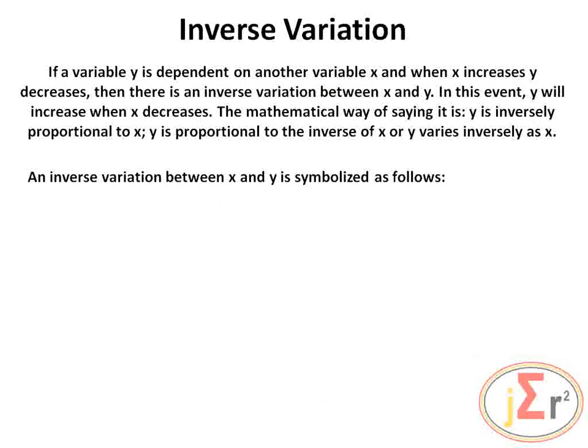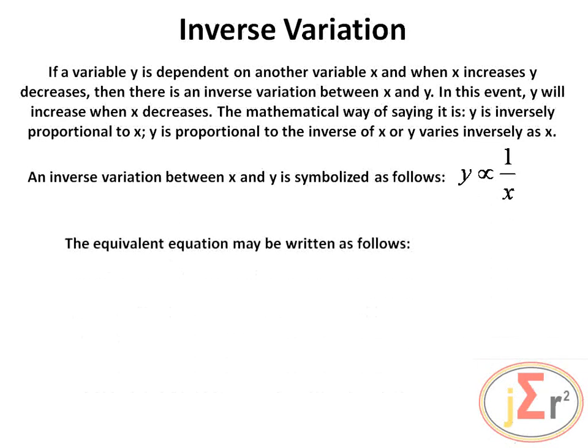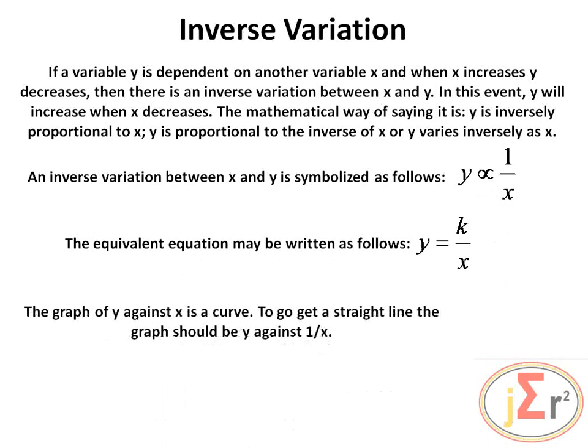An inverse variation between x and y is symbolized as follows. y is directly proportional to 1 over x. The equivalent equation may be written as follows. y is equal to k over x. The graph of y against x is a curve. To get a straight line, the graph should be y against 1 over x.